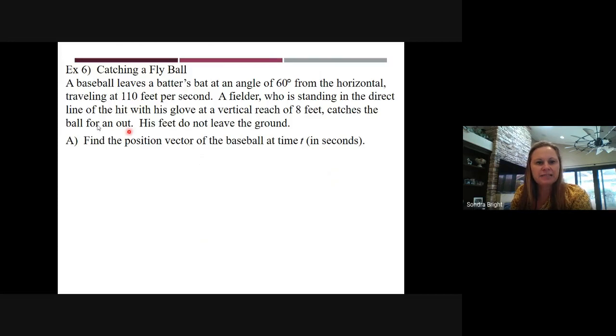We want to find the position vector of the baseball in time t in seconds. So the ball leaves the batter's bat at an angle of 60 degrees from the horizontal, traveling at 110 feet per second. That's giving me the length of that vector. Oh yeah, by the way, we're on Earth. We have gravity. So the gravity is going to affect the y direction, like the y component of that baseball, right?